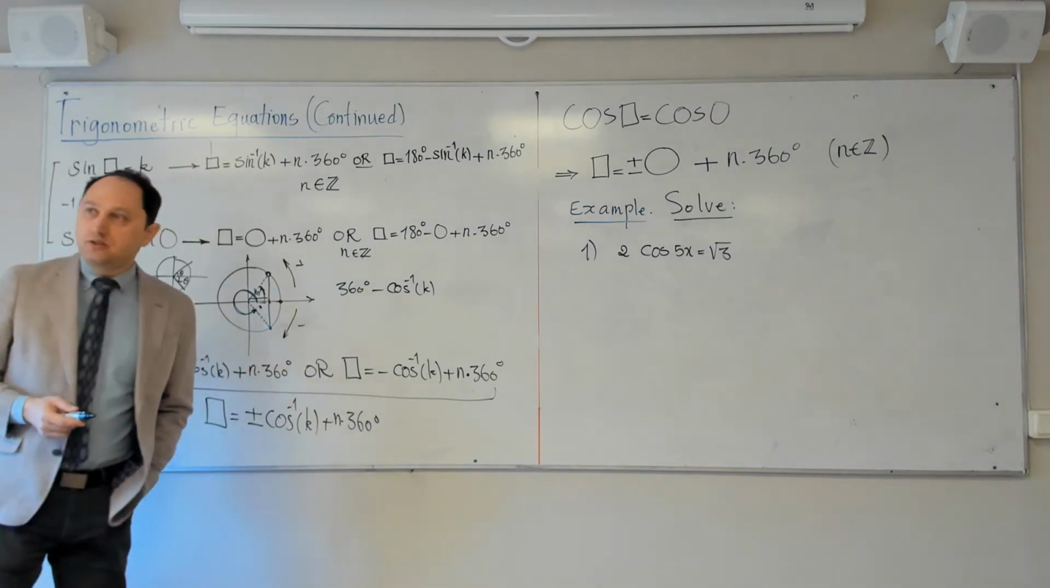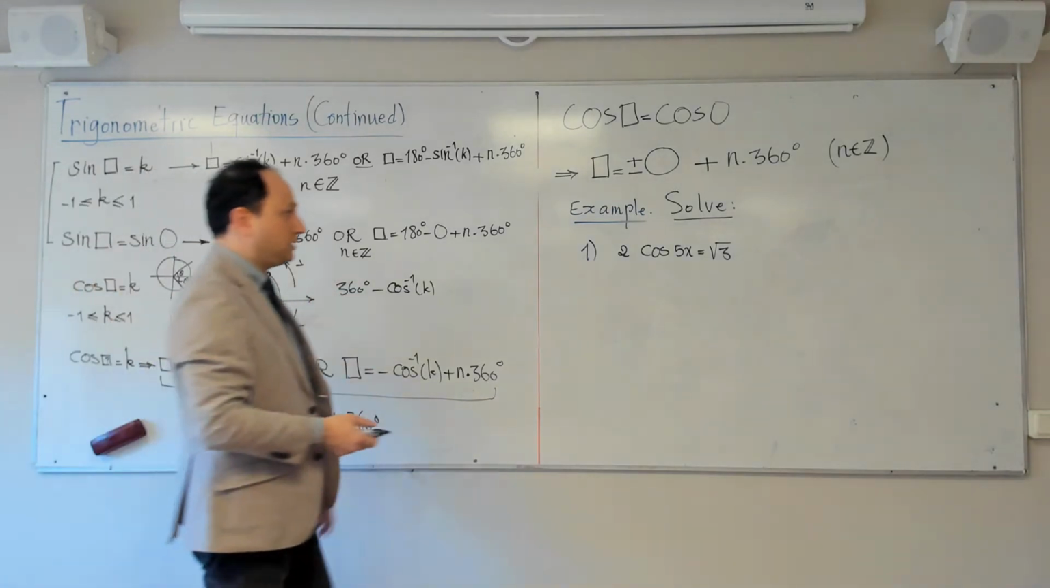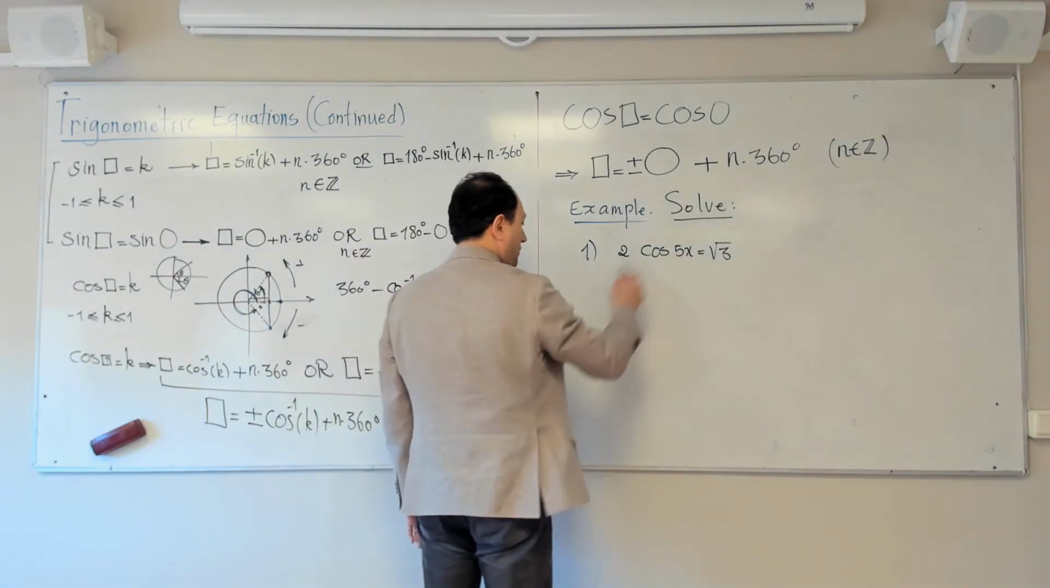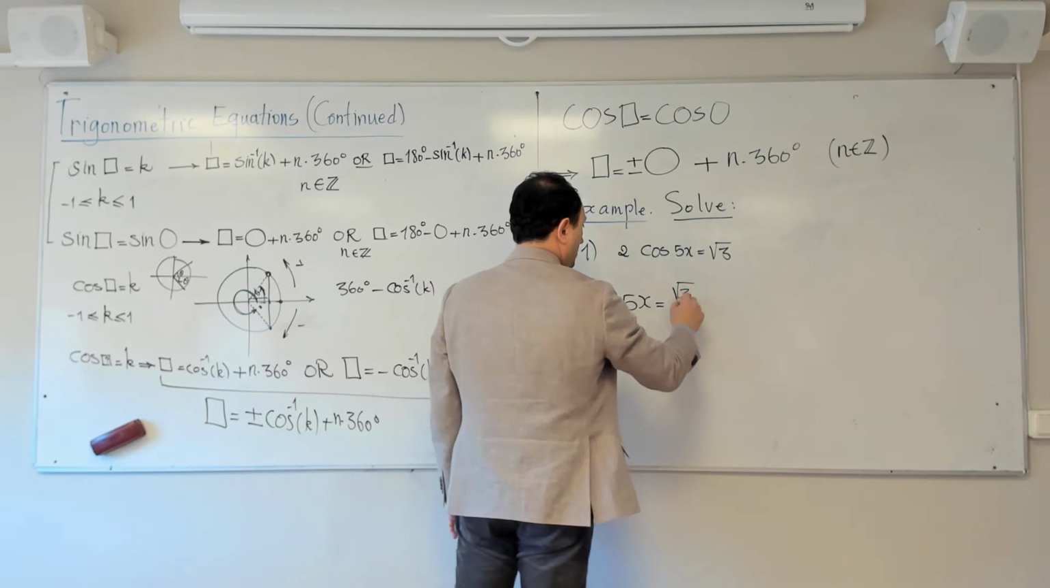Okay, so what is the first step? If you want to solve an equation, you need to reduce it into one of these essential forms. This is not exactly this one, it is not exactly that one, but it can be reduced to one of these forms by dividing both sides by 2. So the first step is I divide both sides by 2, so this becomes cosine of 5x is equal to square root of 3 over 2.